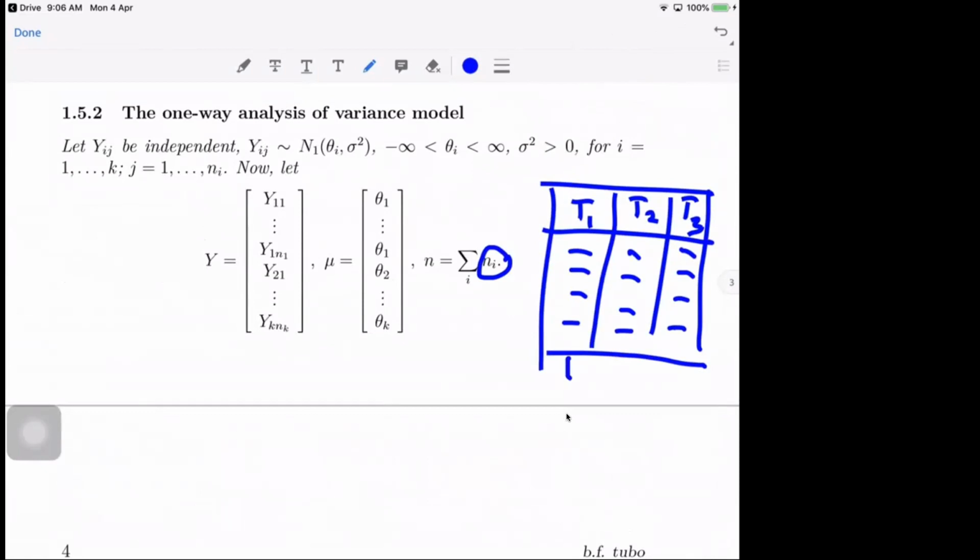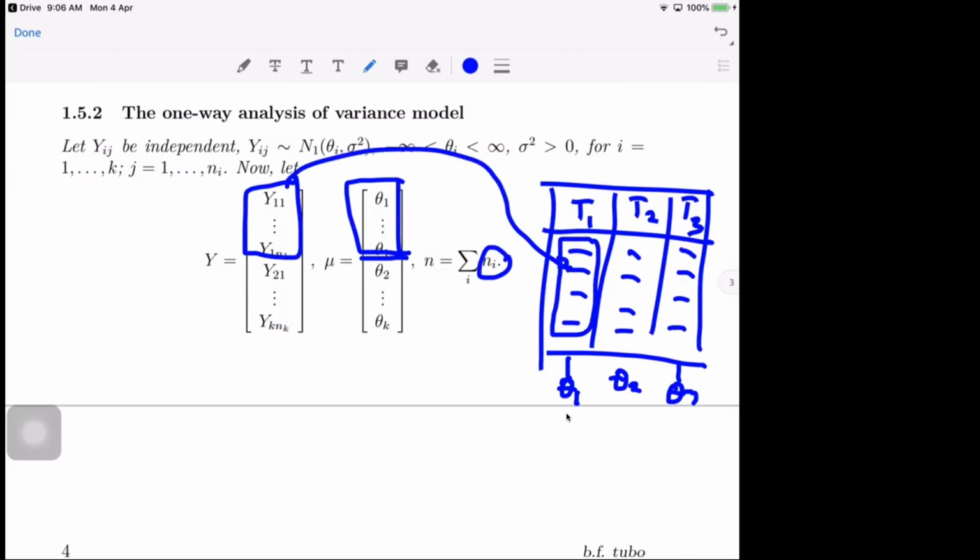And we are trying to compare if the theta here is different from the theta here and the theta here. So that's why your vector of means will be all theta 1's for each of the corresponding yi's there. Equivalently, it is a vector of theta 1, theta 2, until, in this case, k is equal to 3. So what we are doing is trying to find out if the means are different among the different treatments.